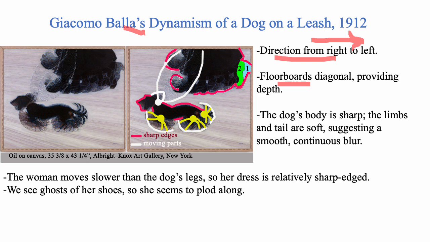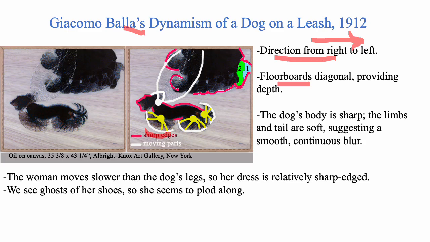The dog has several types of movement. His body is relatively sharp because it's parallel to the direction of travel, but his feet and tail move much faster than the body, and they rotate in semicircles around the central joints, which I've marked in yellow. Balla uses soft edges here to suggest a smooth, continuous blur, like a long exposure photograph.